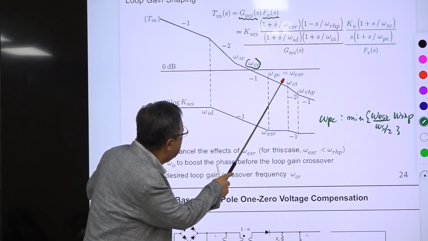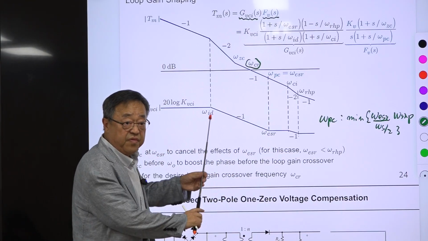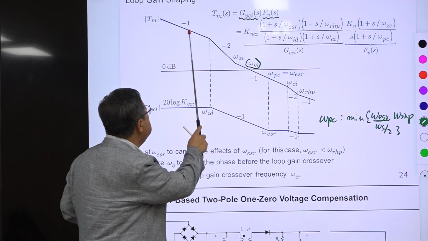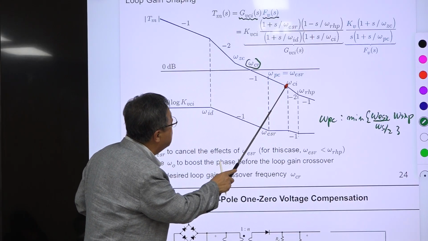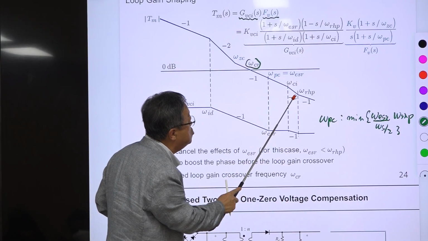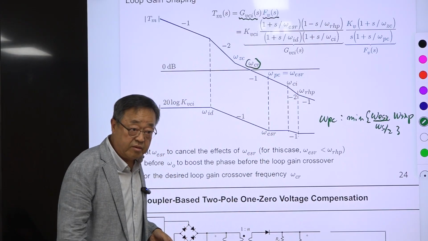And there is omega ESR, but you place the pole, it cancels. Then they cancel, they are not existing there. Then slope becomes -1, and at omega CI you have pole. Then slope becomes -2. Finally you have this. Then slope becomes -1. Okay.